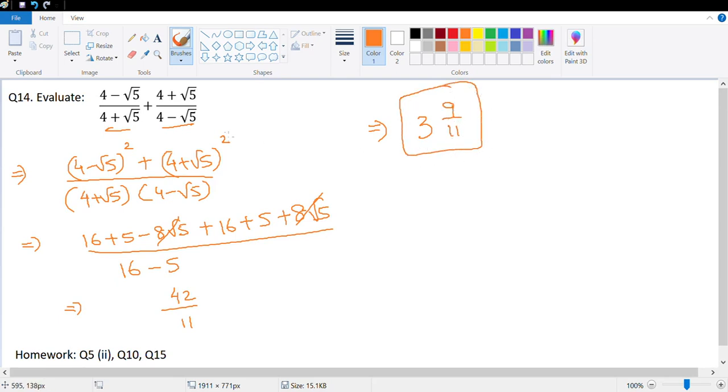So that's the value. That finishes this exercise for me. Couple of homework questions. That's question number 5, part 2, question 10, and question 15.